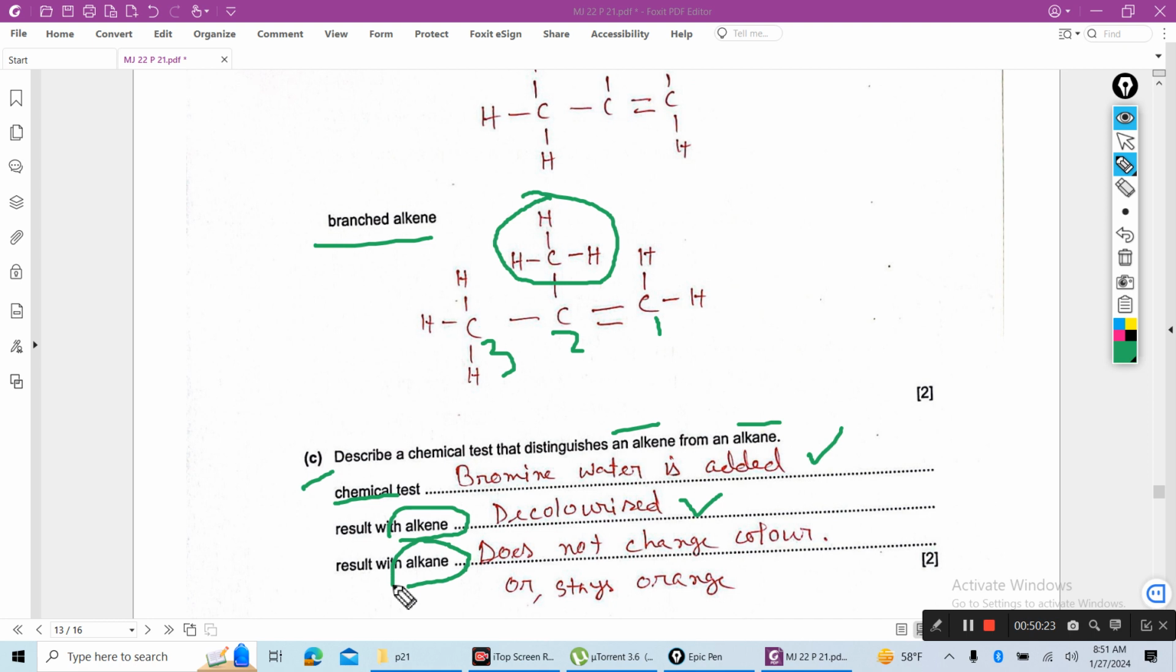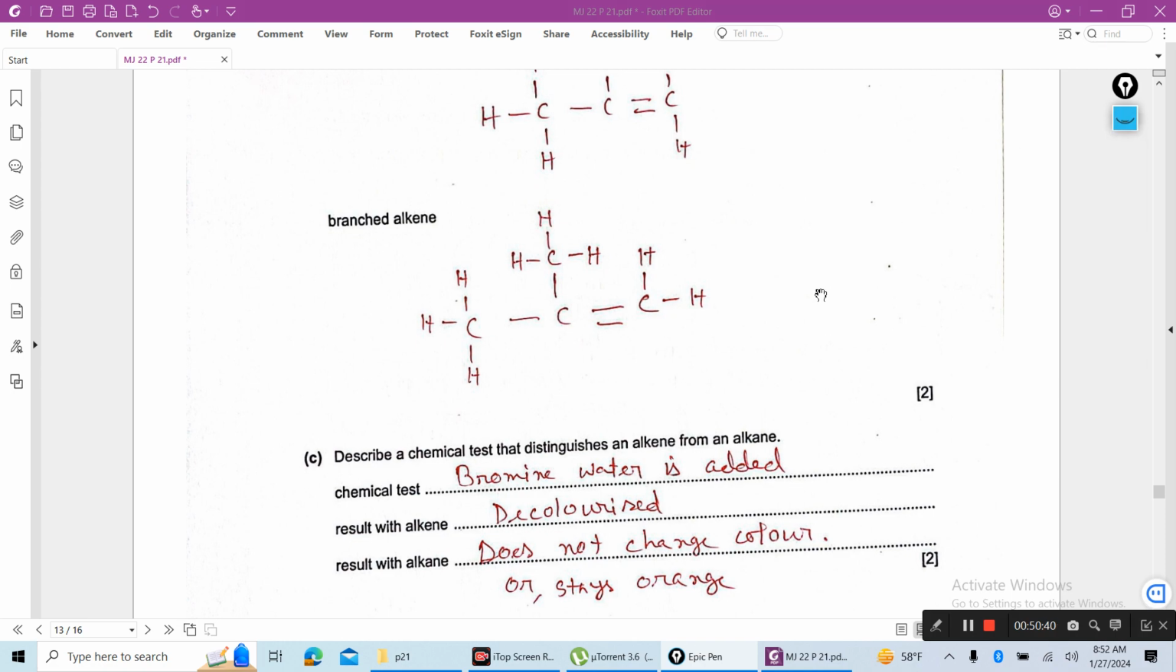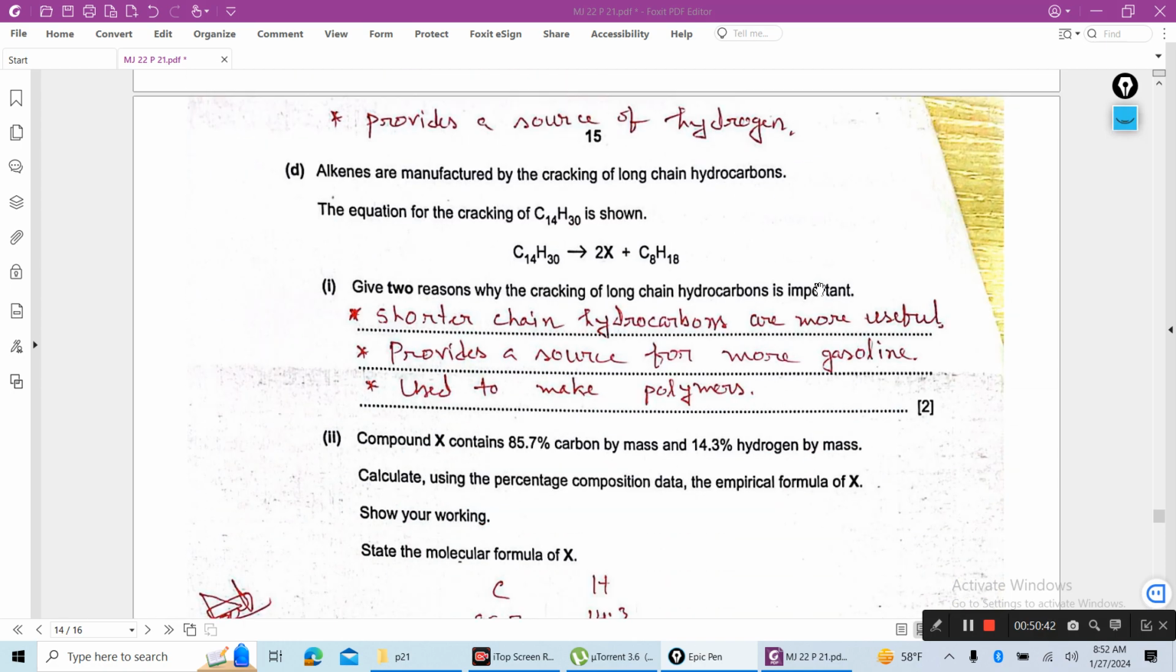Result with alkane: no change in color, the bromine water remains orange, remains the same.